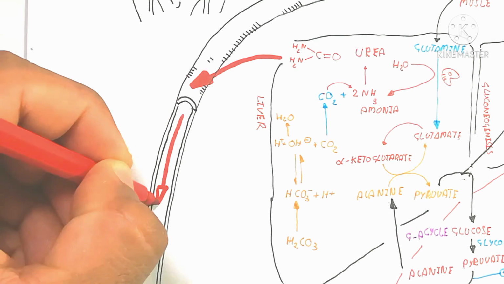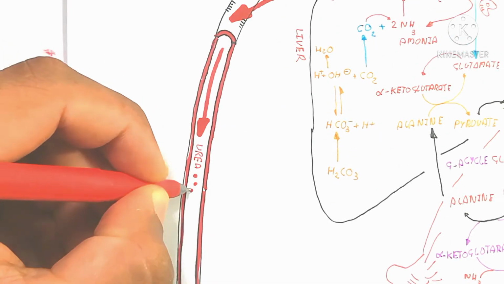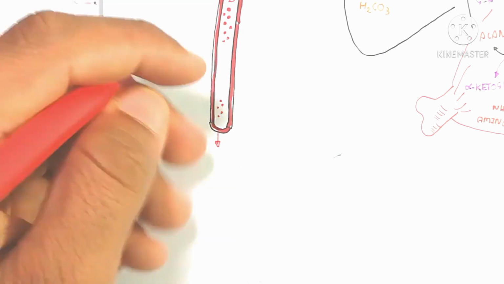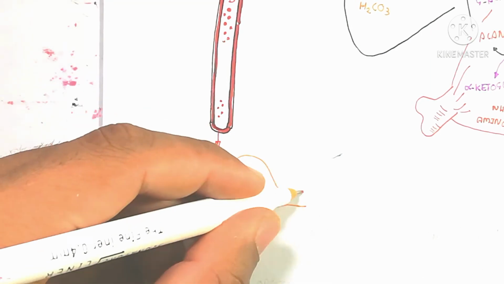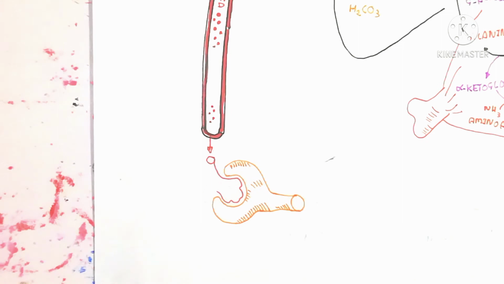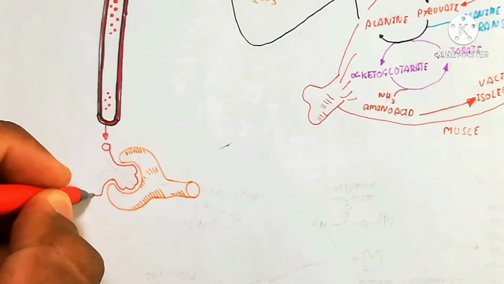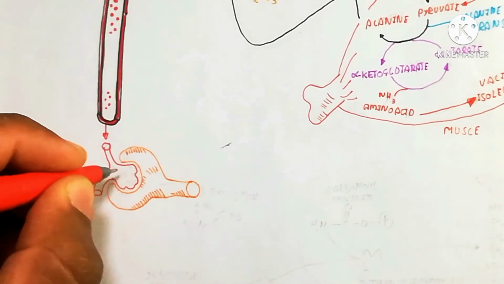So that goes into the glomerulus, and after filtration into the glomerular corpuscle or Bowman's capsule, the urea is excreted into the urinary system from the kidney. So here I am drawing the glomerulus, and that's all done.